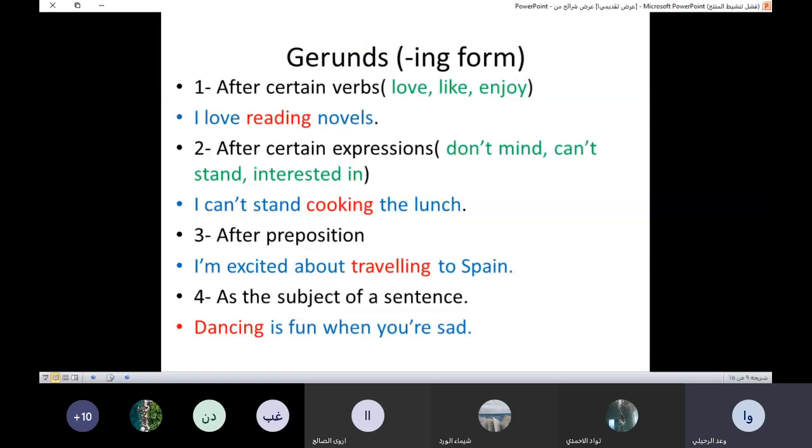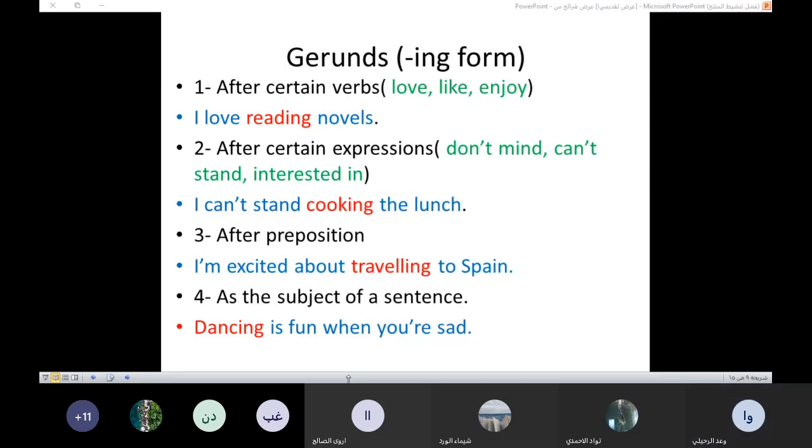Then we have the ing form, gerunds. Remember this grammar? Now here, the ing form, is it a noun or a verb? Verb. Yes, no. No, it's not a verb.